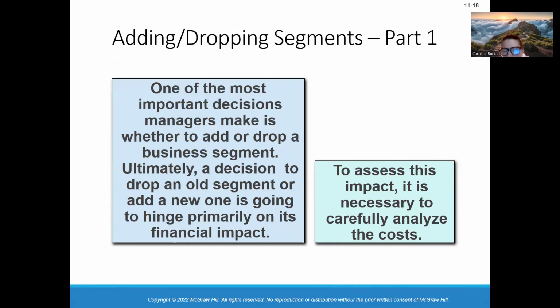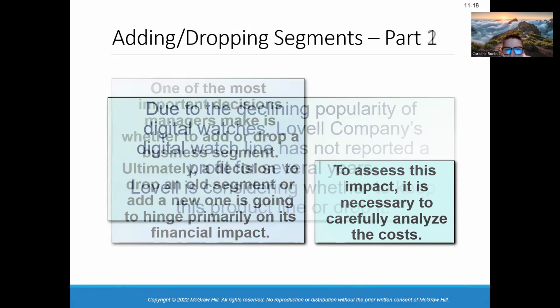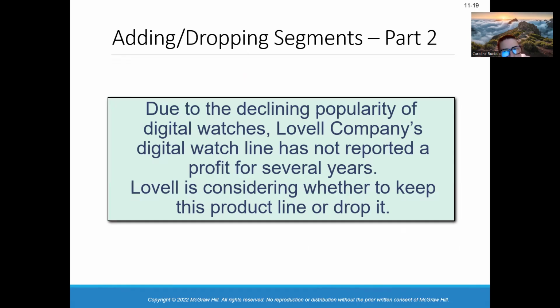We have to be careful when we are making these decisions to carefully analyze our costs and differentiate between the things which we can and cannot change. Here's our example of that. Due to the declining popularity of digital watches, the Lavelle Company's digital watch line has not reported a profit for several years. Lavelle is considering whether to keep this product line or drop it.